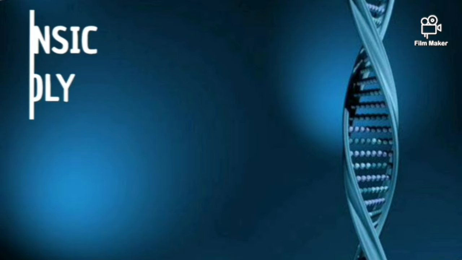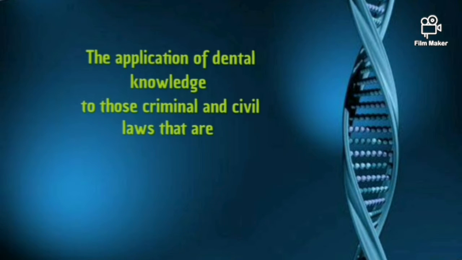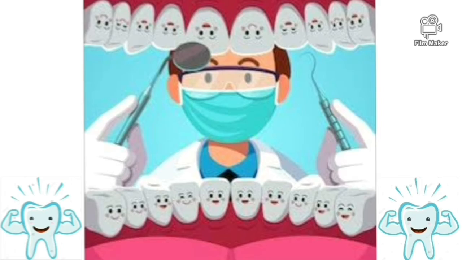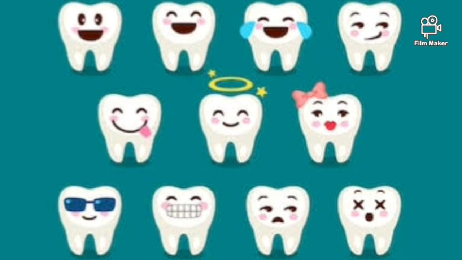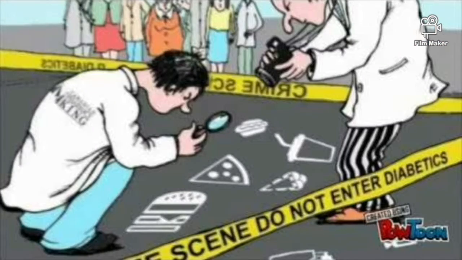Third is forensic odontology. Forensic odontology is the application of dental knowledge to those criminal and civil laws that are enforced by police agencies in a criminal justice system. The subject covers a wide variety of topics, including individual identification, mass identification, and bite mark analysis. The study of odontology in a legal case can be a piece of incriminating evidence or an aspect of wide controversy. There have been many cases throughout history which have made use of bite marks as evidence.